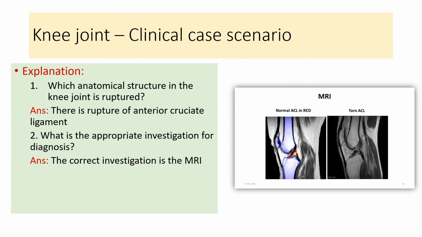So in this MRI picture, which is the appropriate investigation for the diagnosis of it, you can see the normal anterior cruciate ligament. And then when there is a tear in the anterior cruciate ligament, you can see in this MRI picture the arrows are indicating the tear in the anterior cruciate ligament. So now you know what is the cause and what is the appropriate investigation.